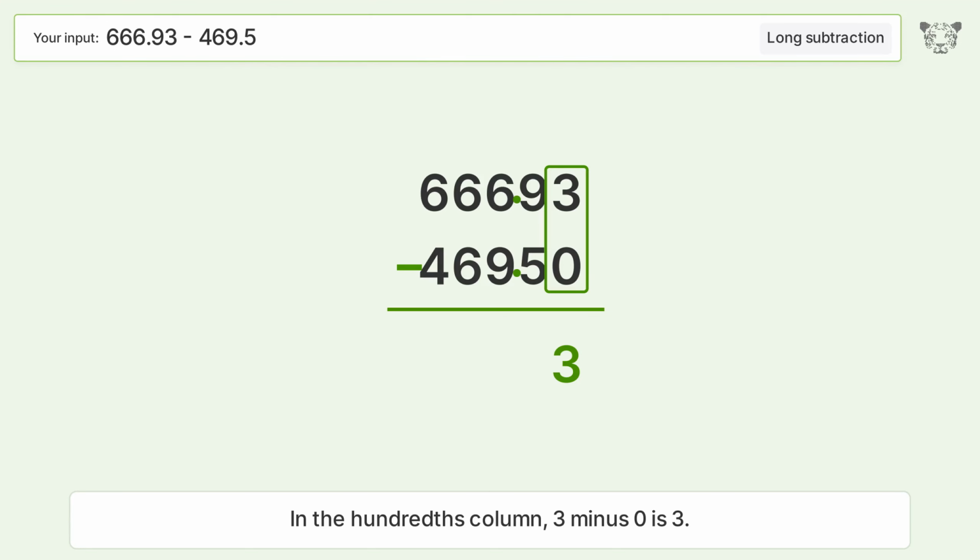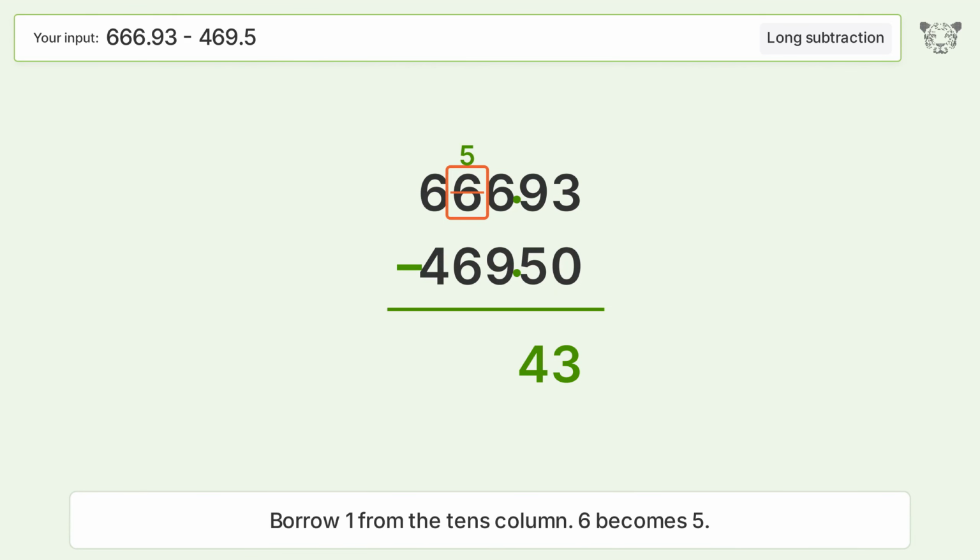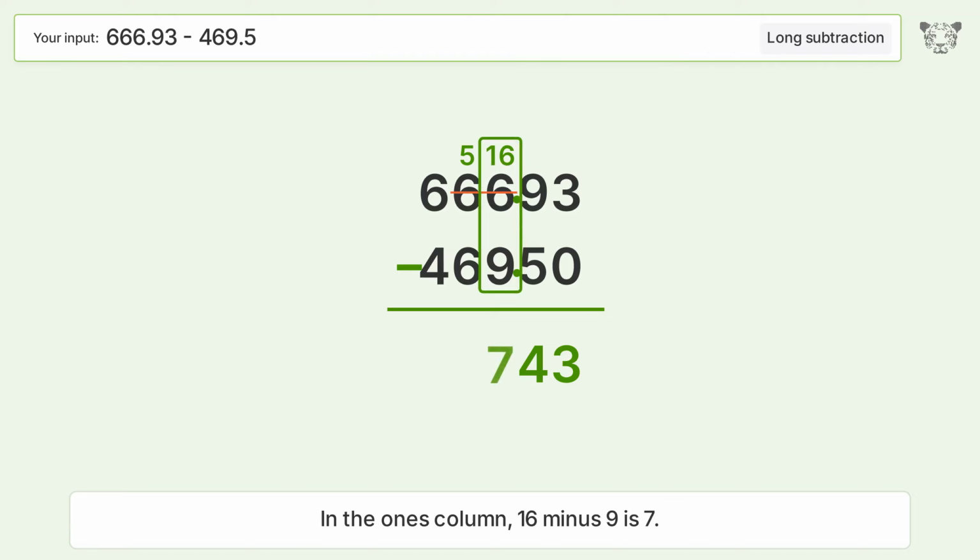In the hundredths column, 3 minus 0 is 3. In the tenths column, 9 minus 5 is 4. In the ones column, 6 is less than 9, so we need to borrow. Borrow 1 from the tens column. 6 becomes 5. The 6 in the ones column becomes 16. In the ones column, 16 minus 9 is 7.